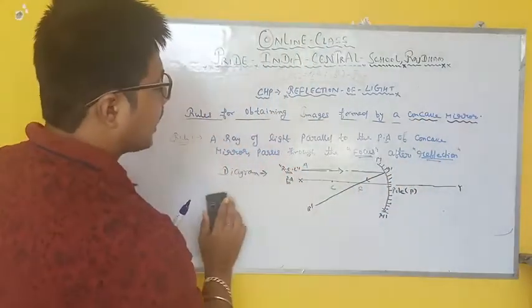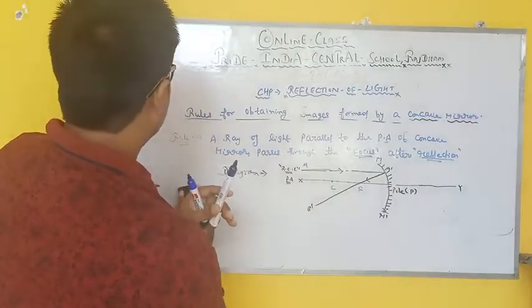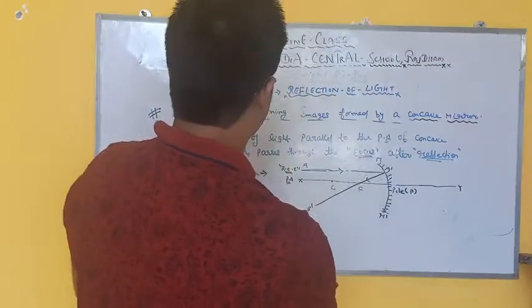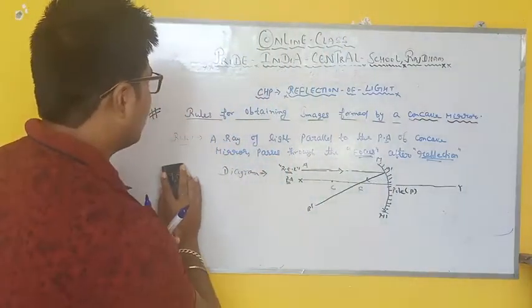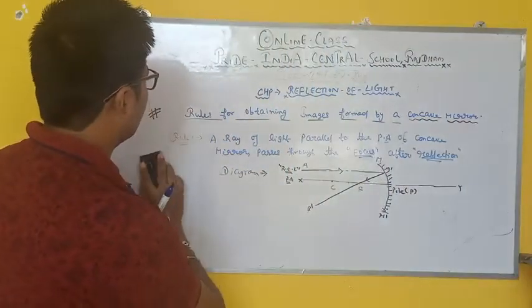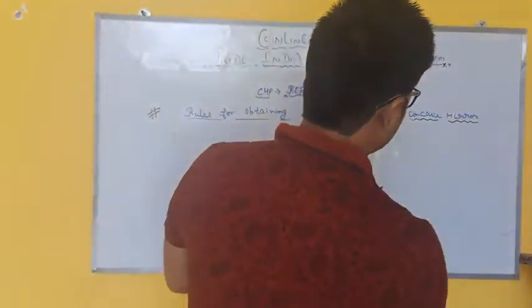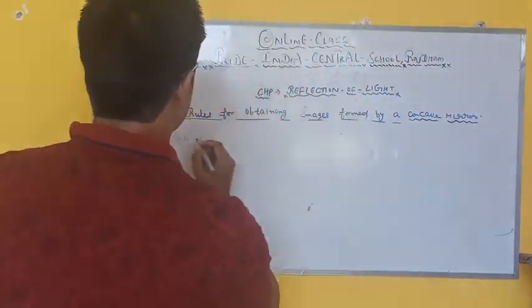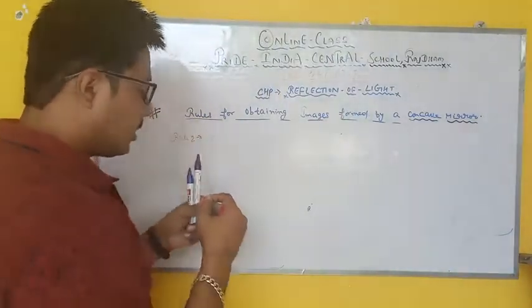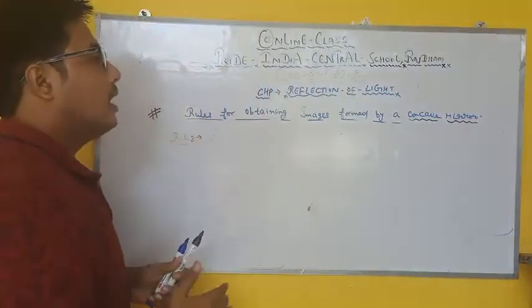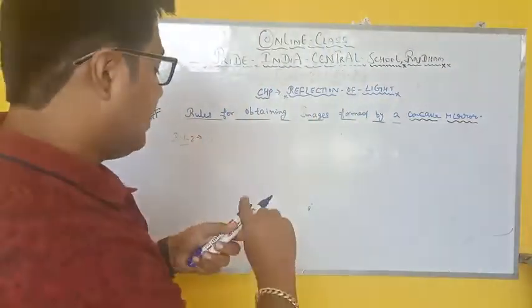So this is the diagram for it. I think it will be very much easier for you to understand. The things are very much simple. There is no rocket science in this. So now we are moving to rule number 2. What does rule number 2 say? A ray of light passing through the center of curvature reflects back in the same path.